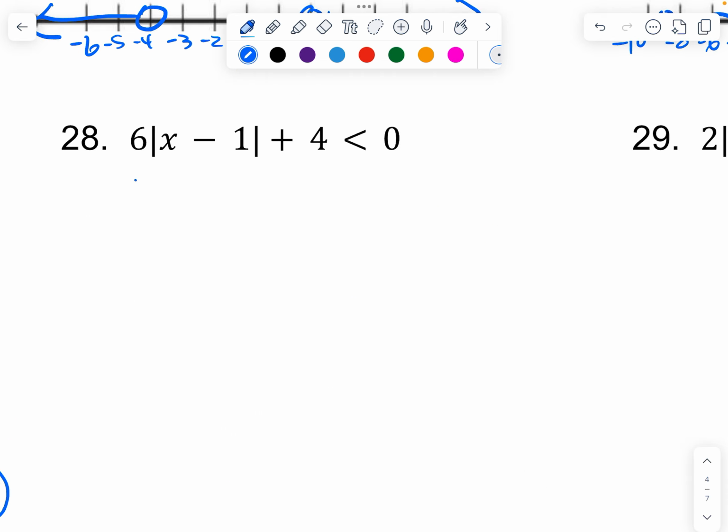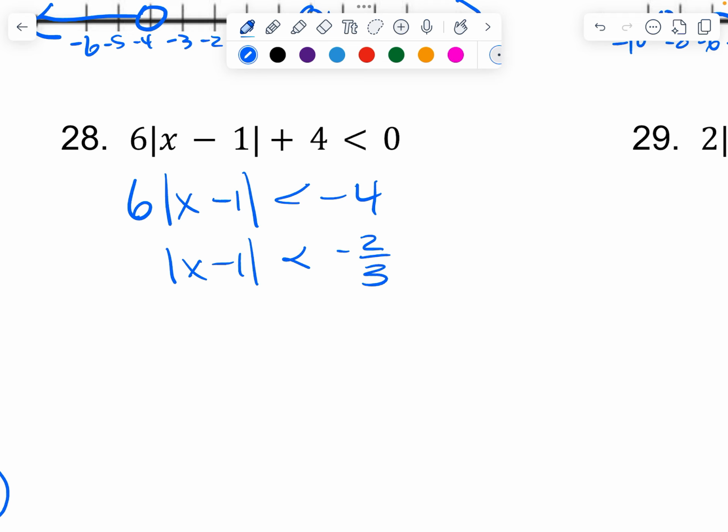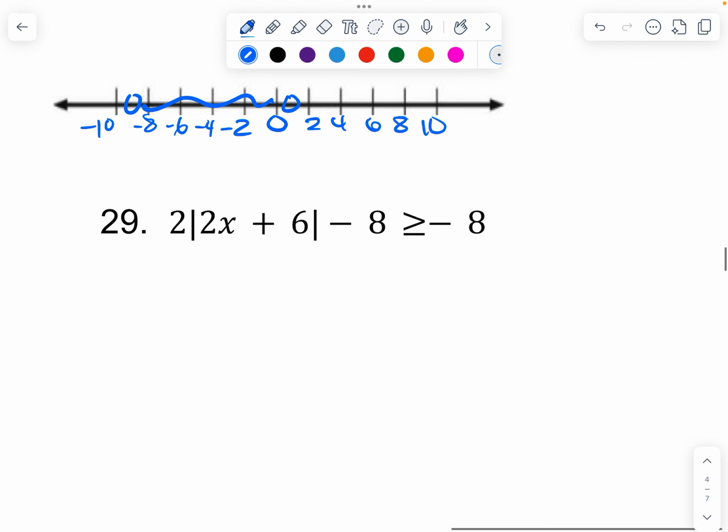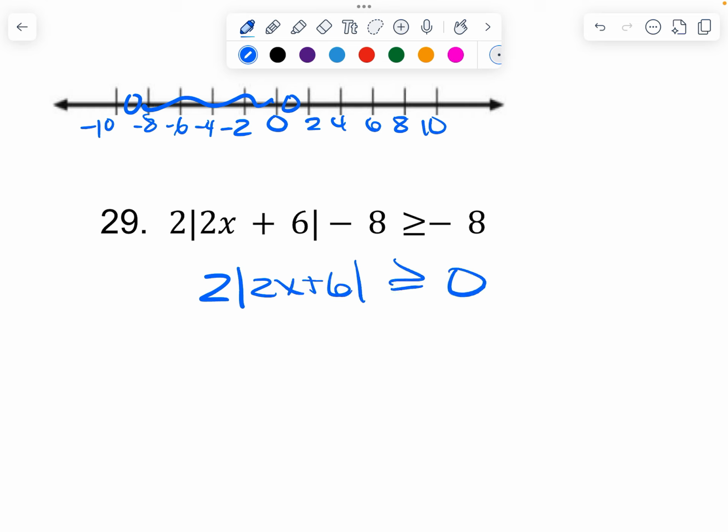Okay, subtract 4 from both sides, divide by 6 on both sides. Positive less than a negative, never, so no solution. Okay, this next one, I add 8 to both sides. I divide by 2 on both sides.